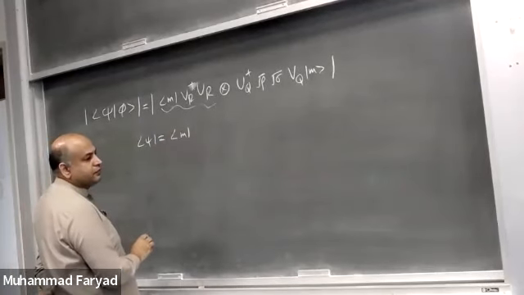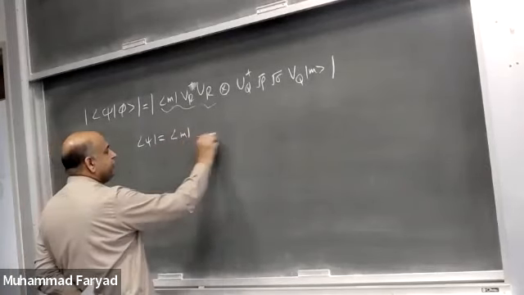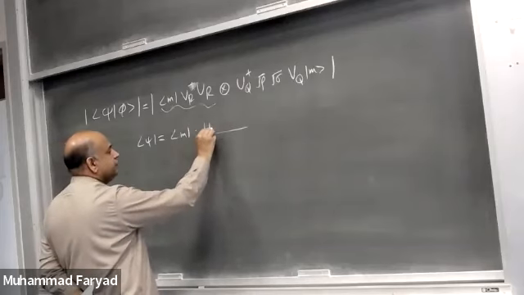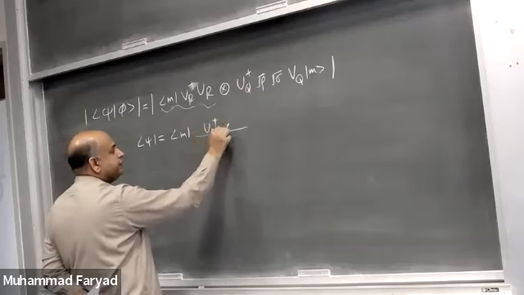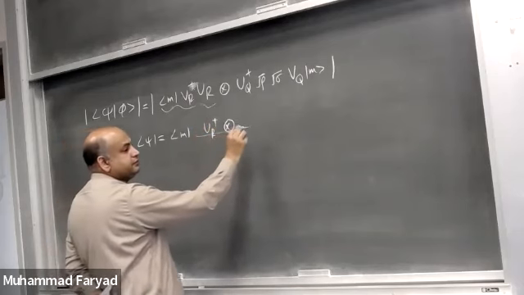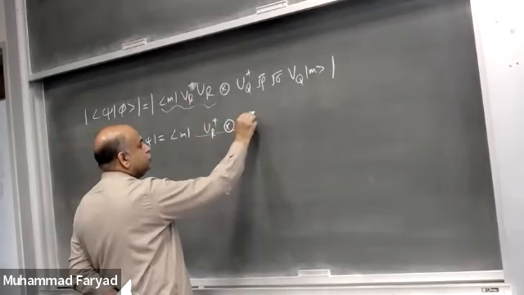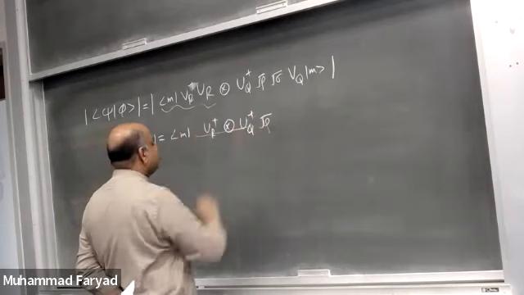एम, और एम के ऊपर जो ऑपरेटर है वो क्या है? यू आर डैगर टेंसर यू क्यू डैगर रो स्क्वायर रूट. ठीक है.